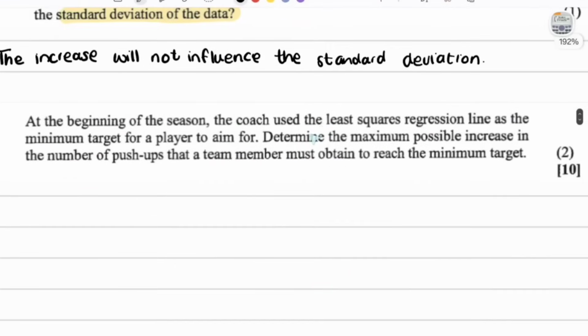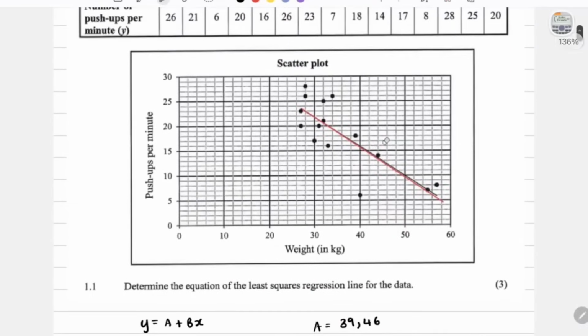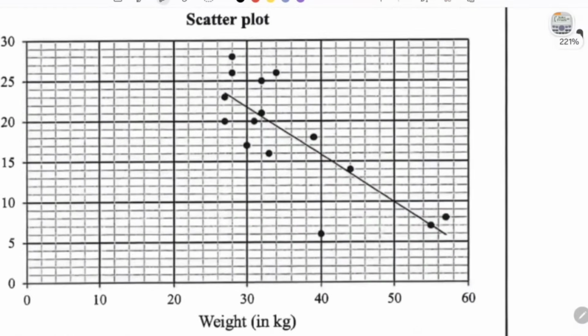But the question is really, determine the maximum possible increase in the number of push-ups that a team member must obtain to reach the minimum target. Okay, you have to read into that. Determine the maximum possible increase. What is the highest possible increase in the number of push-ups that a team member must obtain to reach the minimum target? You're going to have to look at that least squares regression line in relation to the data. So remember, this increase that we're looking for is the highest possible increase that we're going to have in a learner.